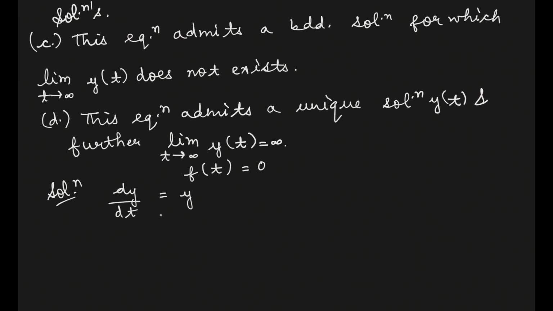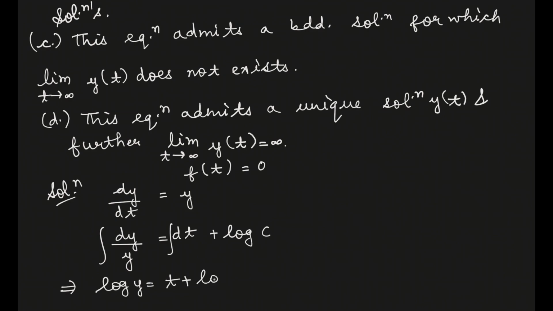Got it. So it will be yt. So I can now separate the variables: dy by y equals dx. Or I can do log y equal to x plus log c. Yes, correct. So y upon c equal to x, so y equal to cx.